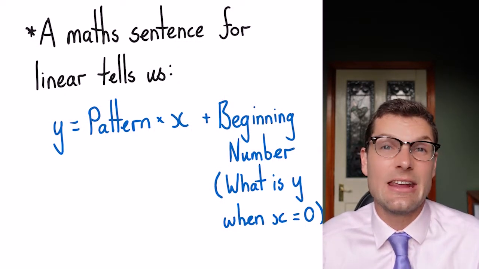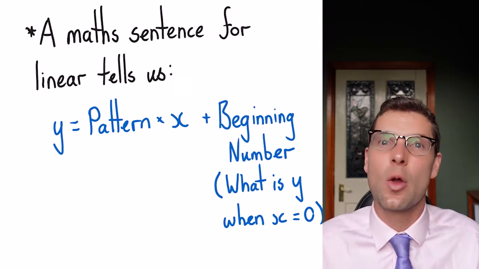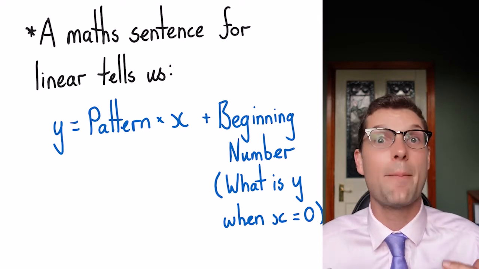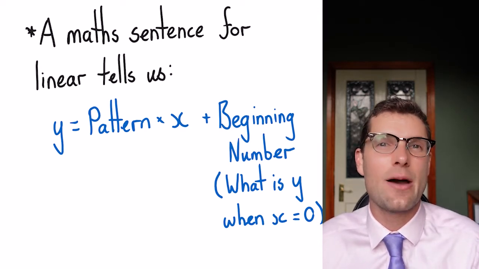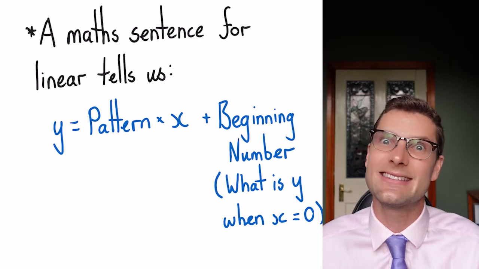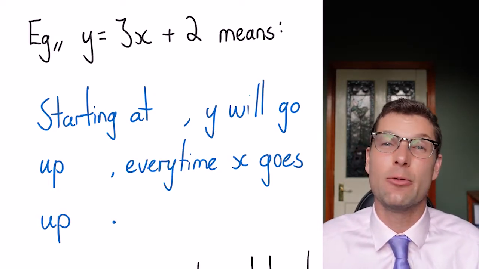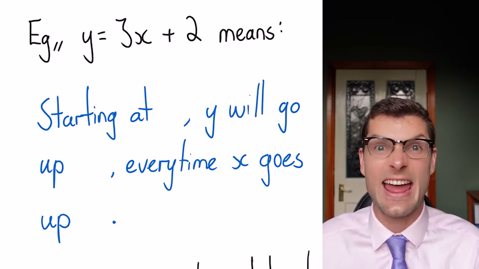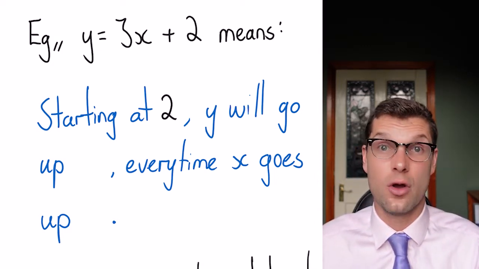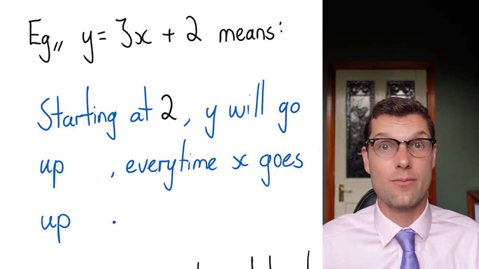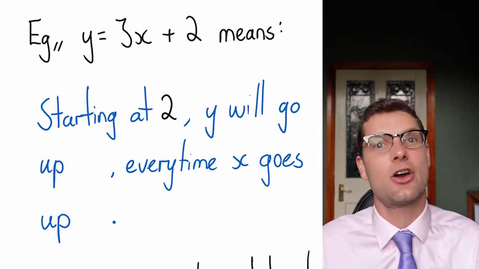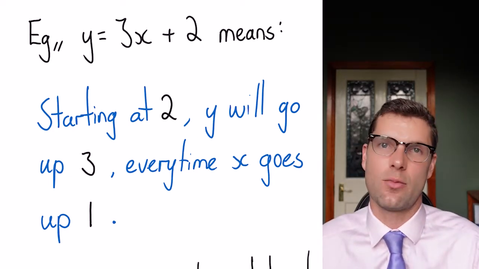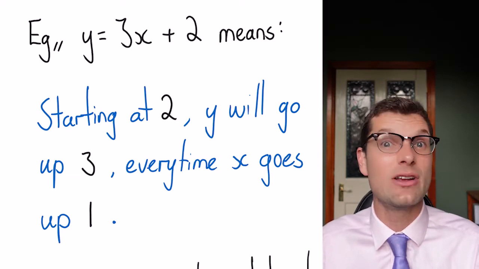So remember, in linear, the mathematical sentence goes like this: y is equal to the pattern multiplied by x plus some beginning number. And the beginning number is what y is equal to when x is equal to 0. So if we have a look at this example here, we've got y is equal to 3x plus 2. What this is saying is that starting at 2, y is going to go up 3 numbers every single time x goes up by 1. So y will go up 3 every time x goes up 1. So the pattern there is really easy to see.